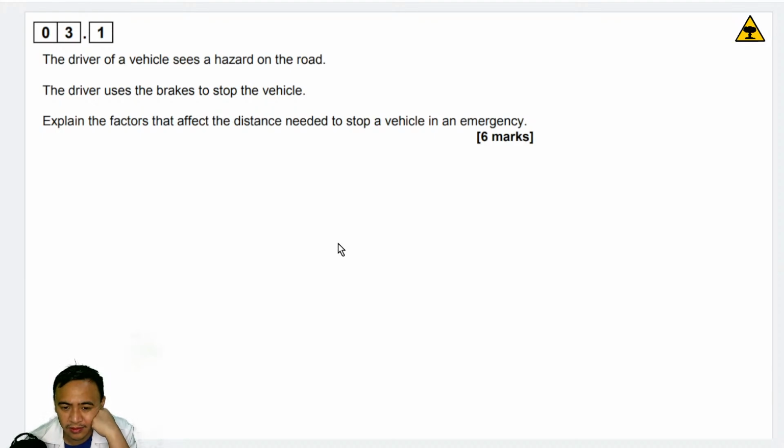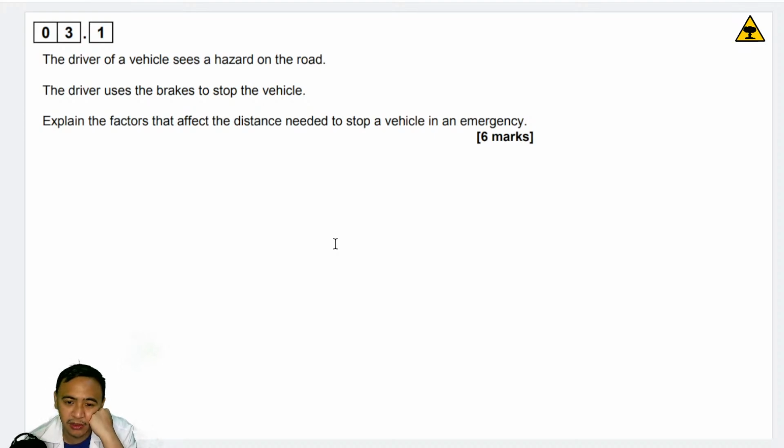What about the speed of the car? Can you explain that further? Because I think the faster the car is going, the slower the reaction time. Sorry, the shorter the thinking distance. All right. I think out of 6, I'll give you 4 for that.